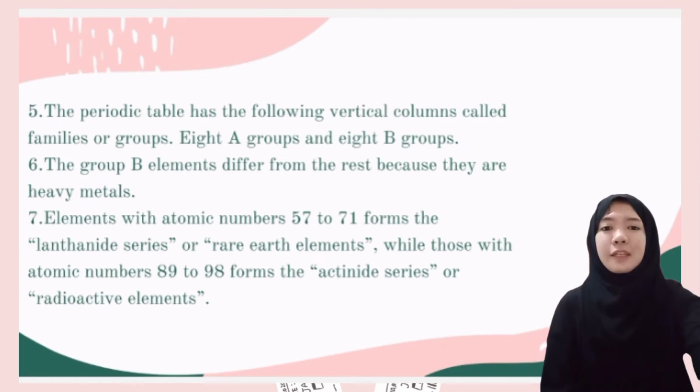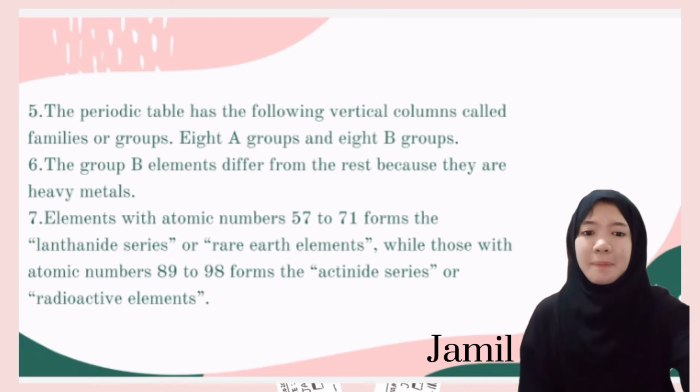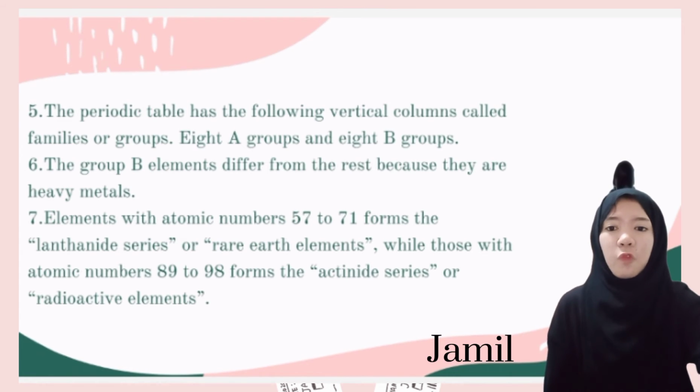of neon. Number 5. The periodic table has vertical columns called families or groups: 8A groups and 8B groups. Number 6. The group B elements differ from the rest because they are heavy metals. Number 7. Elements with atomic numbers 57 to 71 form the lanthanide series or rare earth elements, while those with atomic numbers 89 to 98 form the actinide series or radioactive elements.